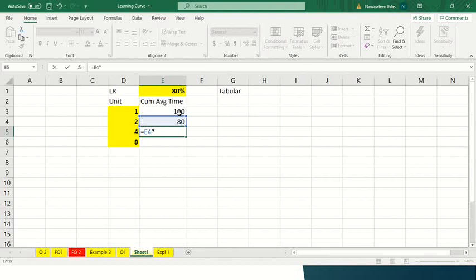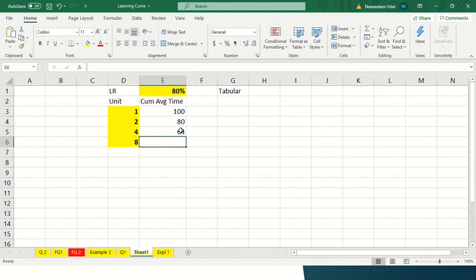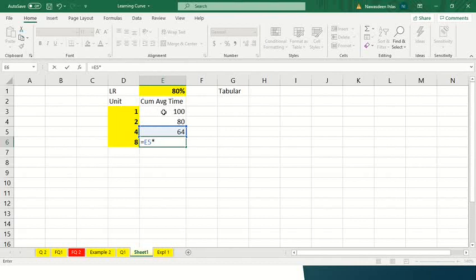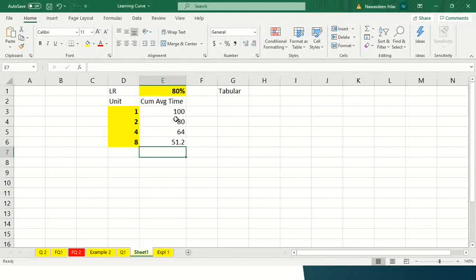Which means 64 will be our cumulative average time when we are producing 8 units, which means our performance is now more improved. So we can compute it from the previous situation into 80%. So this is cumulative average time. This is not the total time, right? This is cumulative average time.